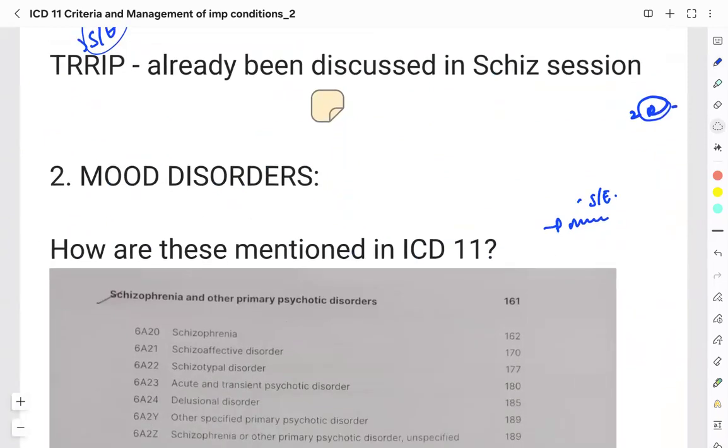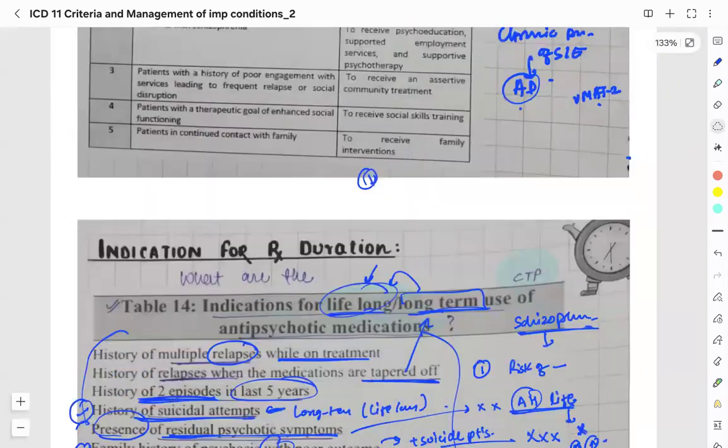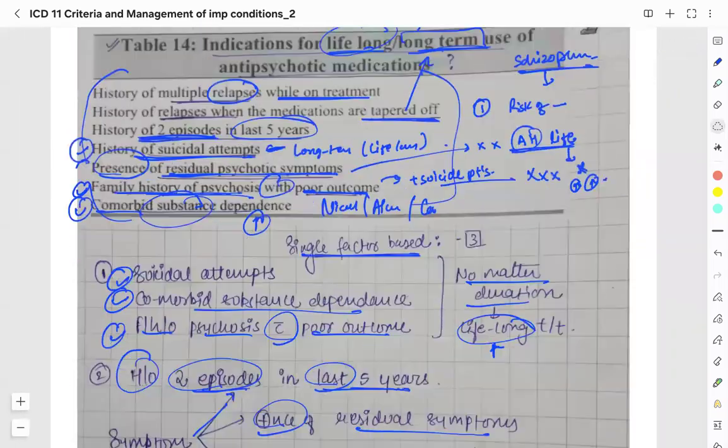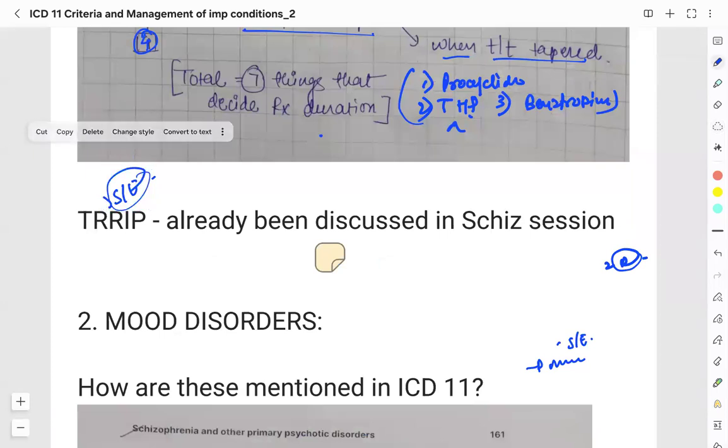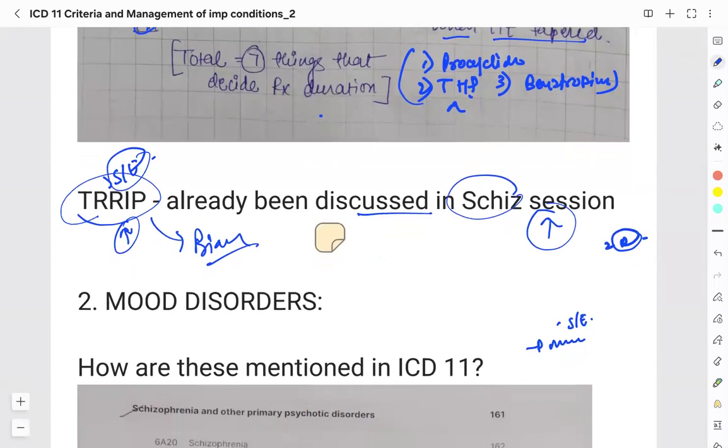So, Dr. Shahriz, we covered completely everything on schizophrenia and its treatment. There's something else as well. It's TRIP, which I told you earlier, treatment response and resistance in schizophrenia. Now, this was already discussed in section. So it is a little bigger part, so I'm not going to discuss it here again.